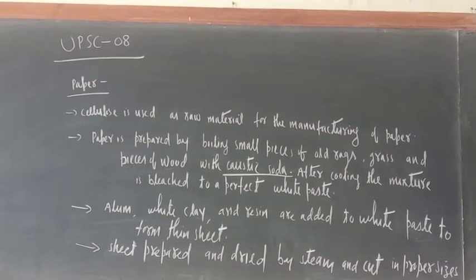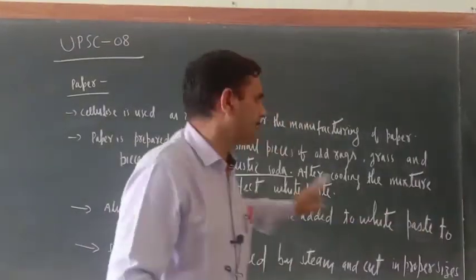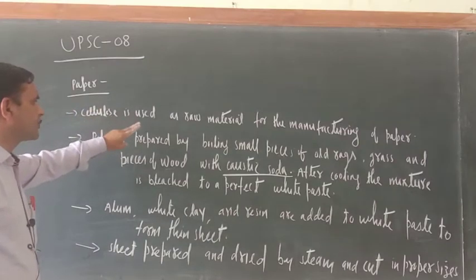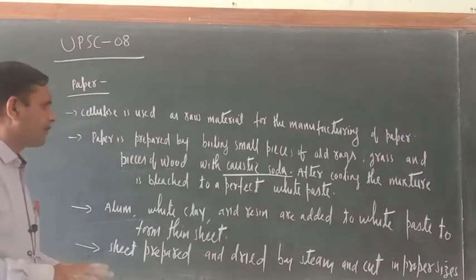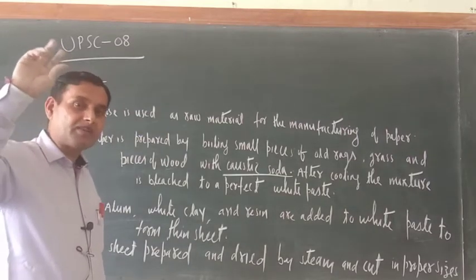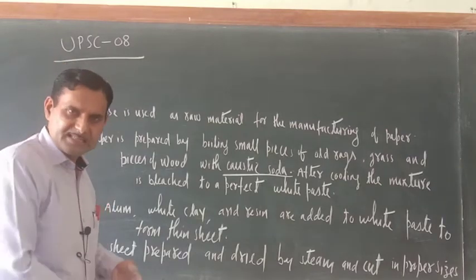So just see, the second one is paper. What is the chief constituent of paper? The chief constituent of paper is cellulose. Cellulose is used as a raw material for the manufacturing of paper. Paper is prepared by boiling small pieces of rags. Rags, you know, are used papers.